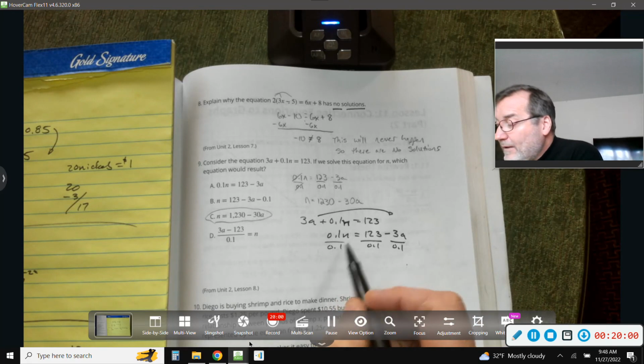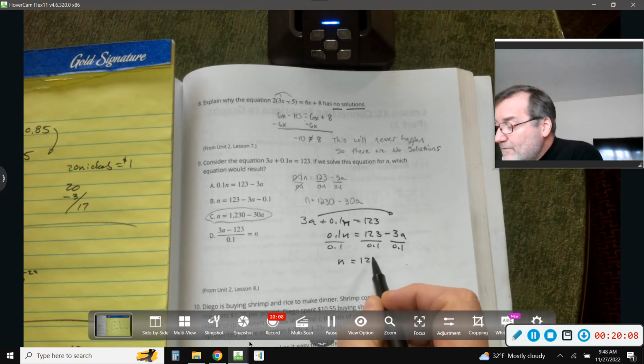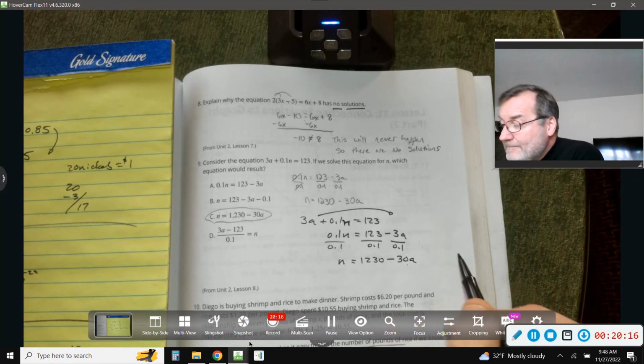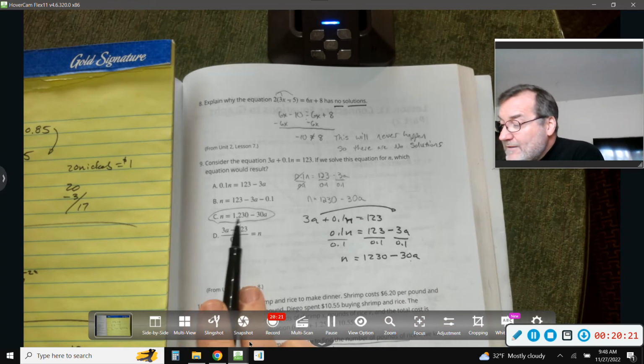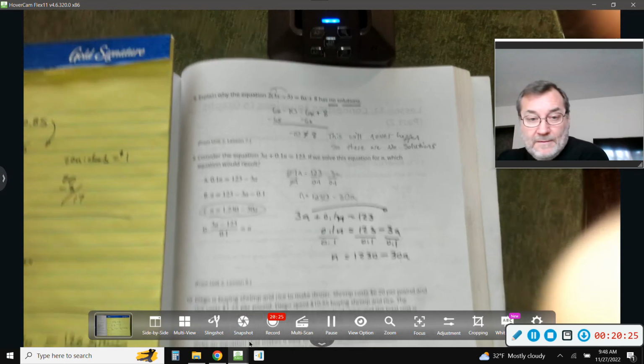And what do you get? Well, I get an n here. And then 123 divided by 1/10, or 0.1, increases it to 1230. I still got my subtract, and 3 divided by 1/10 is equal to 30a. All right? So which one does that look like? Well, it looks exactly like this one right here. Charlie. Charlie's your answer. On to number 10.